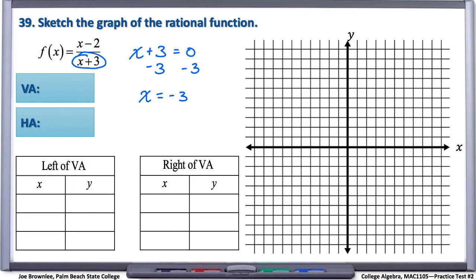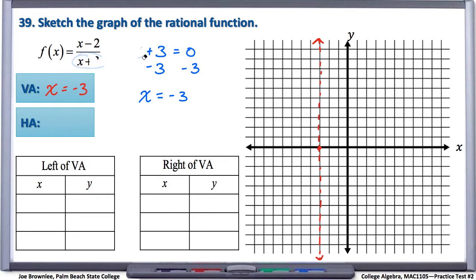I'm going to write this in red so that when we graph it, we know what we're dealing with. So x equals negative 3. So negative 1, negative 2, negative 3. This is our vertical asymptote. So there's our vertical asymptote.